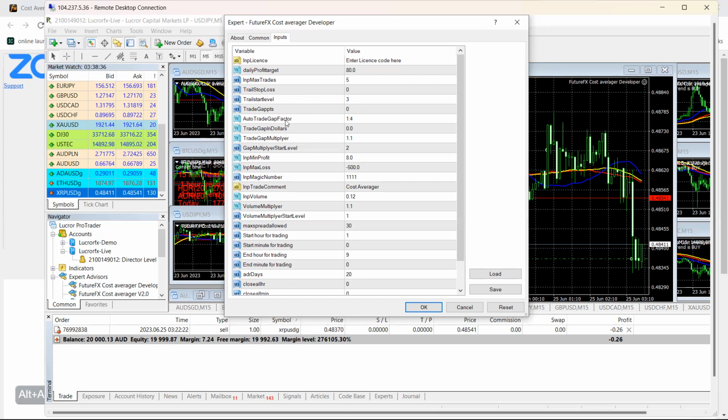Now we have 3 options to use to determine how far apart we want our trades to be. The default setting is to use the auto trade gap factor. Okay, and 1.4 is the default setting. And generally that's all I use. So how this works is that it works off an average daily range.